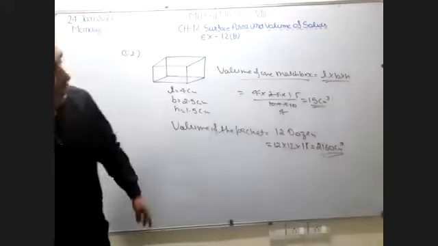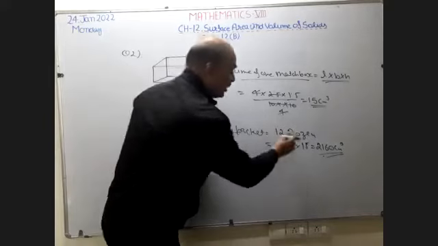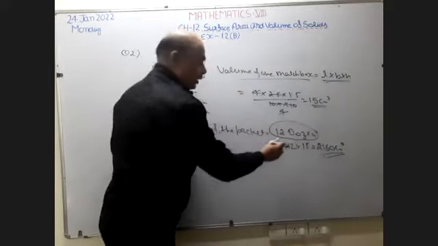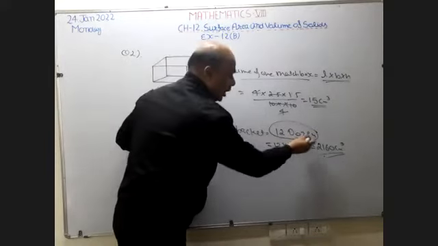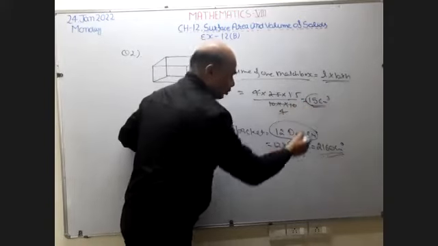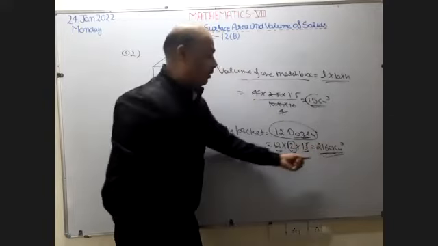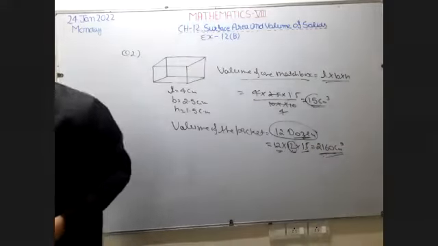Why do I multiply by 12? Because in one dozen, it is 12, and there are 12 dozen. In one dozen, how many objects or matchboxes are there? 12. It's going to multiply by 12 again. Now, volume of one matchbox is 15. So it's going to be 12 into 12 into 15, equal to 2160 centimeter cube. I hope it is clear to everyone now.